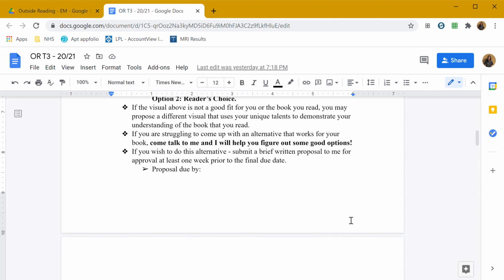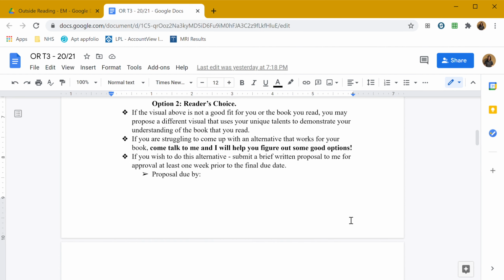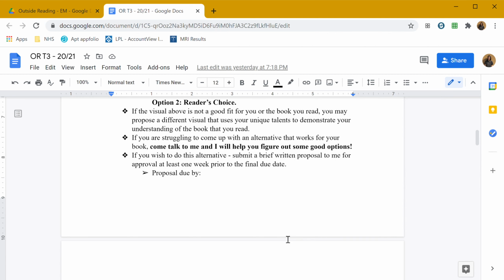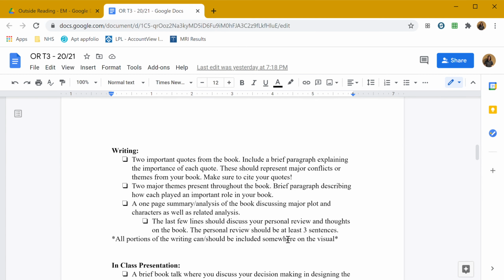And if you're going to do the reader's choice and you're going to do some alternative, just submit a brief written proposal to me, which really is just in the form of an email. So you would just let me know in email at least 1 week prior to the final due date. This is going to depend on which class you're in, so I'll fill this in and I'll update you in person. But if you're curious, you can just ask me as well, and I will let you know when you should do that. But it would be within the next week or so.